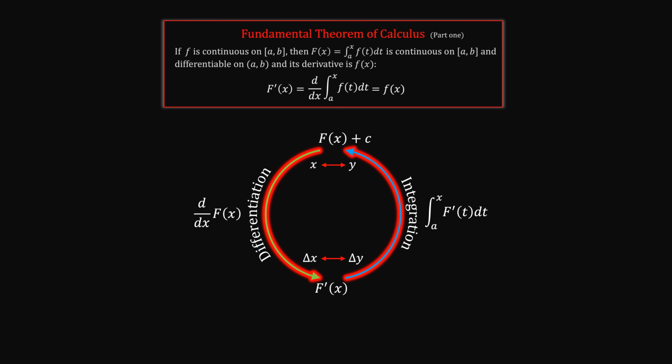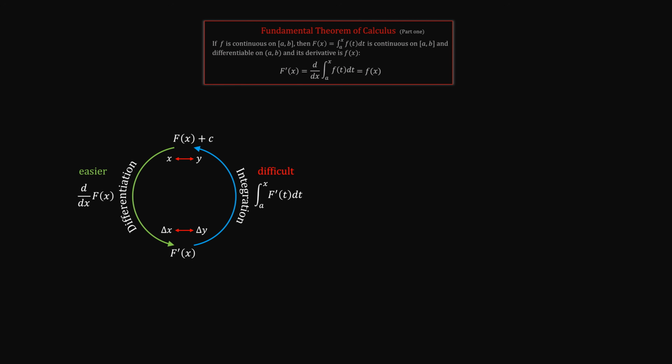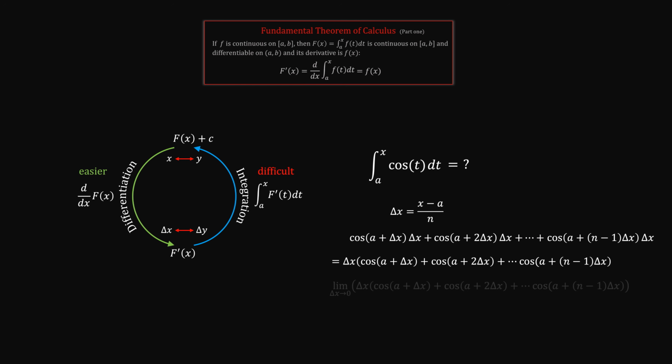Although it means differentiation and integration can get us back and forth between the two ends, they are with different difficulty. Integration is difficult. Differentiation is easier. For example, when asked what's the integral of cosine, this aggregation method could be difficult.